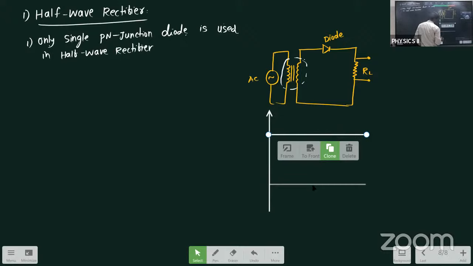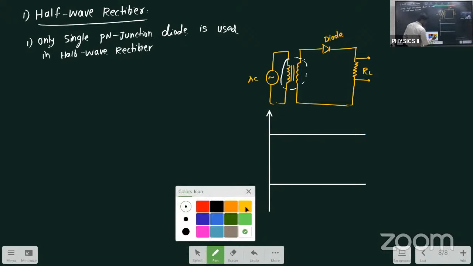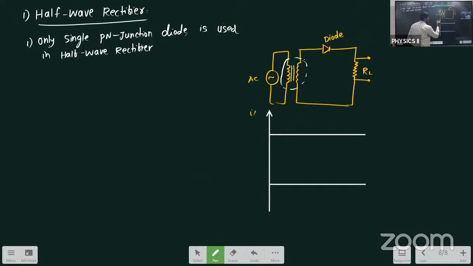I am taking this one as input voltage and this is output voltage. Which type of source we have given? We have given alternating current, alternating voltage. So we know that alternating means we generally will be considering sine function. You can consider cos function also.